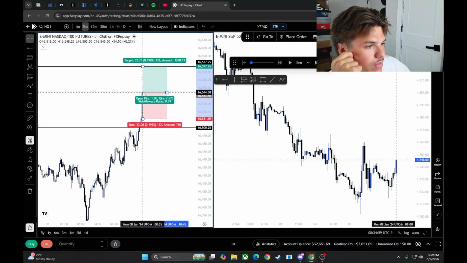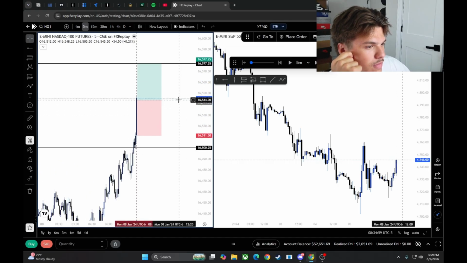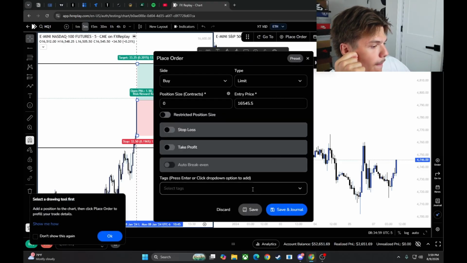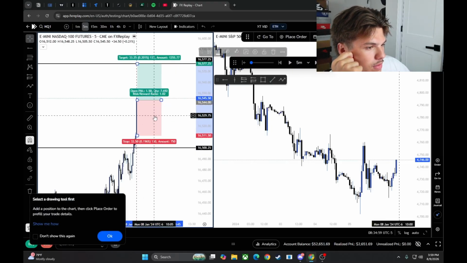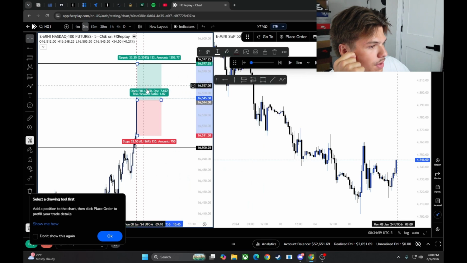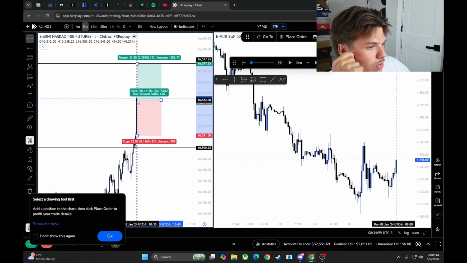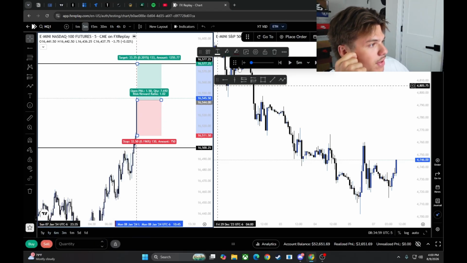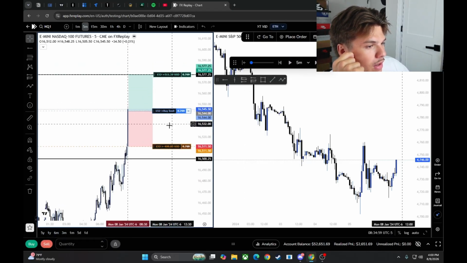Set a limit for a 1-to-1, because I'm not gonna enter negative RR. What? Why is it not? Hello. Add a position to the chart. That's what I'm doing. There you go.